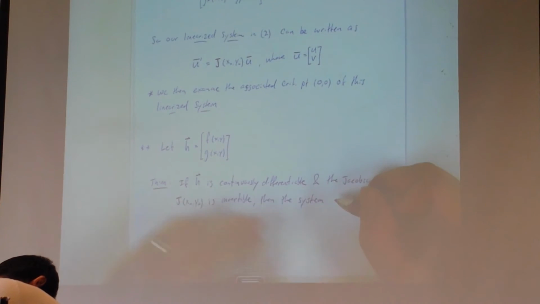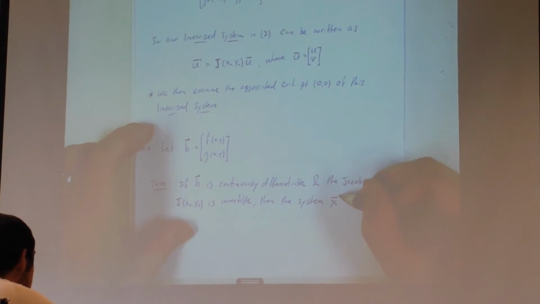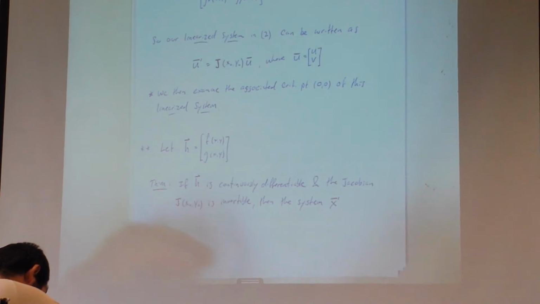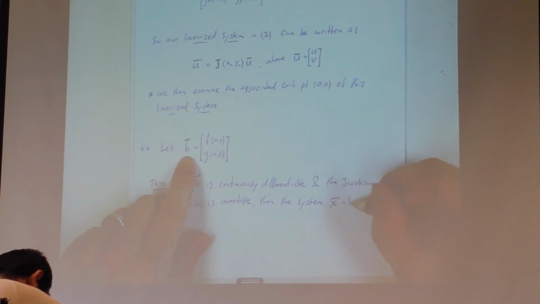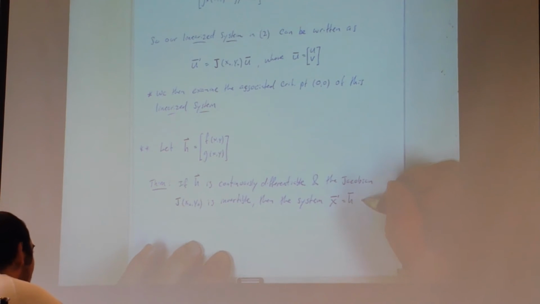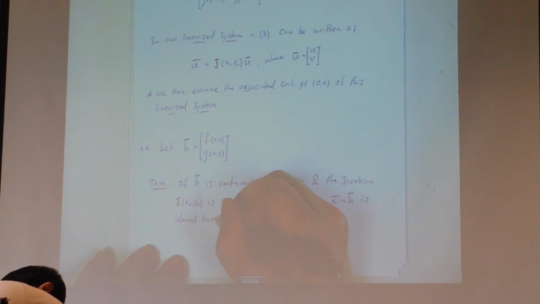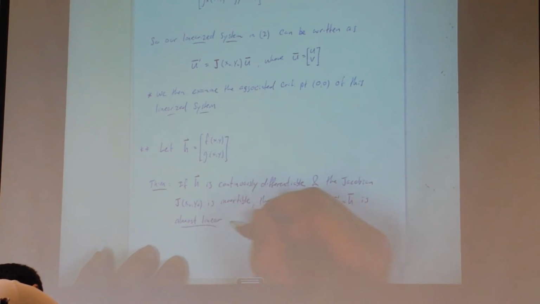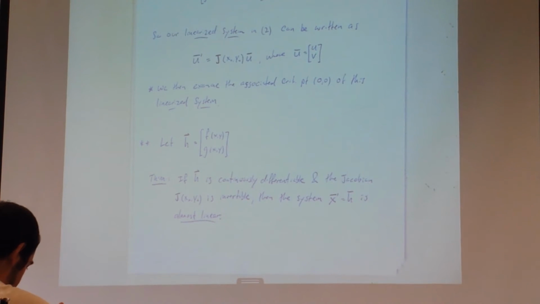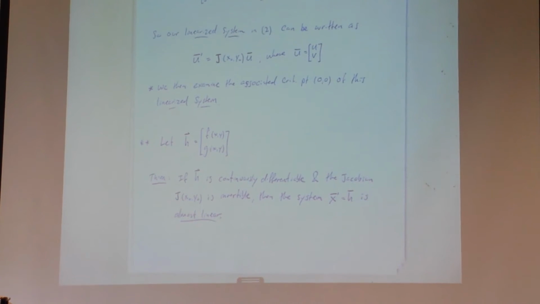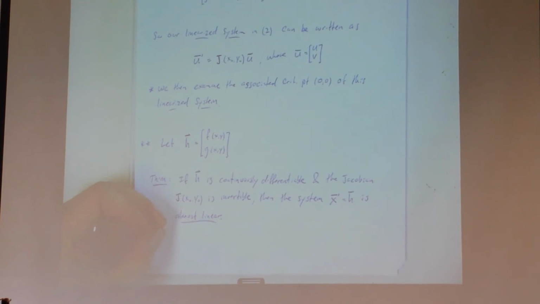And I'm going to put it this way: the original system was x prime equals f of x,y, g of x,y. So x prime equals this vector function h is almost linear. Because this is a definition, it doesn't just mean it's almost linear. That is an actual thing, an almost linear system. But it's not linear. No, not linear, but these are the conditions that say it's linear enough so that the critical points of this linearized system correspond in type to the critical points of the original system.